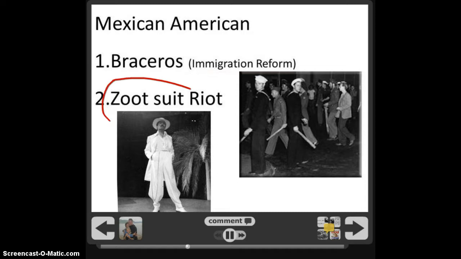I know I have a lot of students who are in chorus or jazz or band, and there's a very famous jazz song entitled Zoot Suit Riot, and I don't know if you knew the history behind it as you were playing it in jazz band, but I tried to find a good picture of a zoot suit. This is a zoot suit. And a zoot suit, as you can see, has a lot of fabric to it.